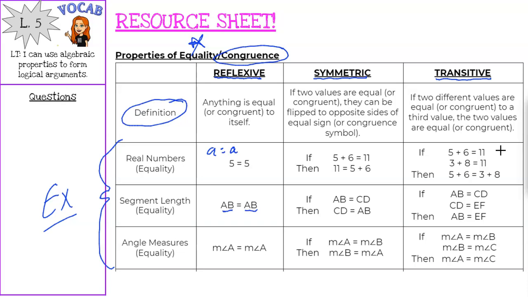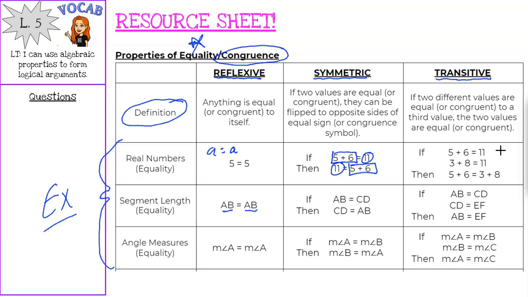The symmetric property is if 2 values are equal, they can be flipped to opposite sides of the equal sign. So if we know that 5 plus 6 equals 11, we can flip it around and make it 11 equals 5 plus 6. So that's that property.